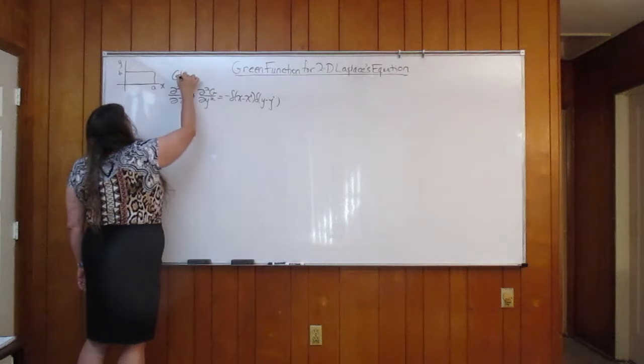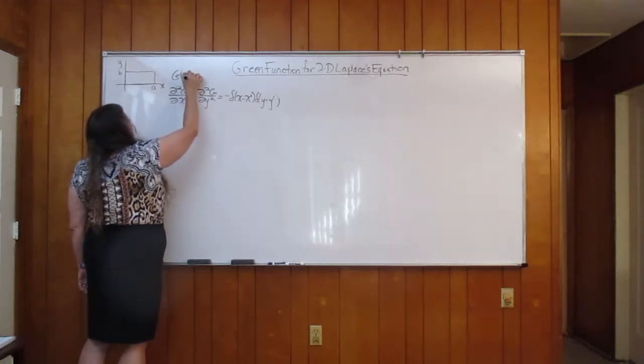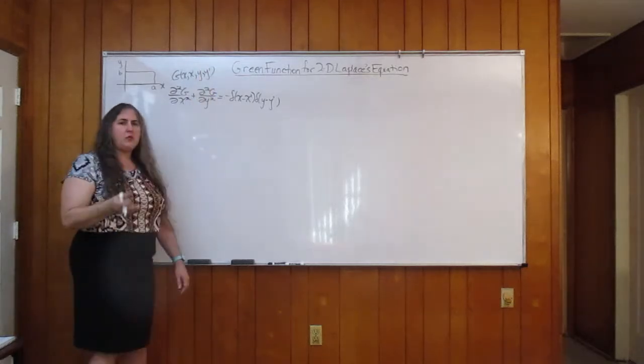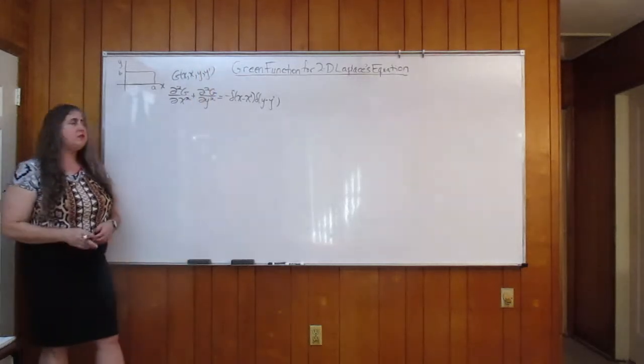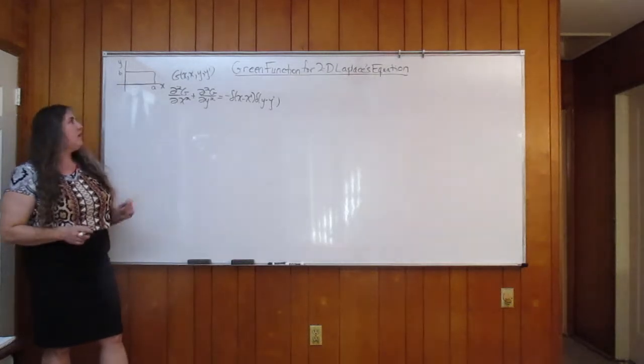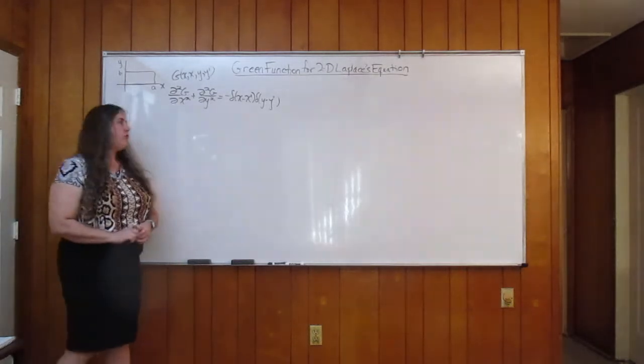Anyway, the Green's function is a function of both the unprimed and primed coordinates. Unprimed coordinates, of course, have to do with the observation point or field point. Prime coordinates have to do with the source.